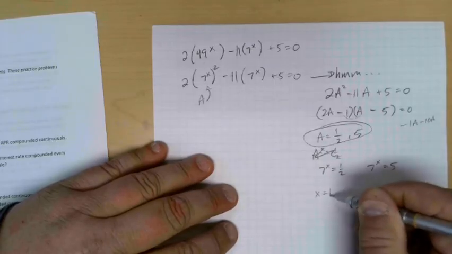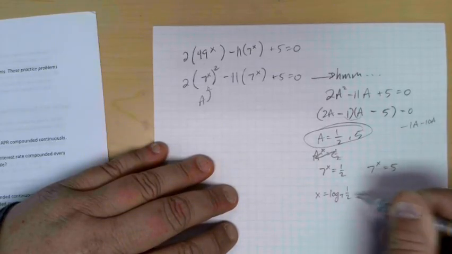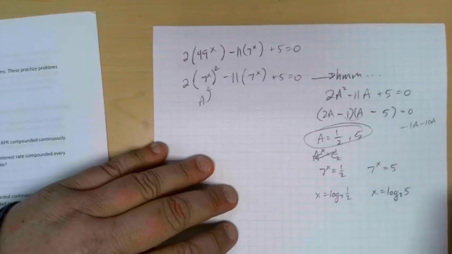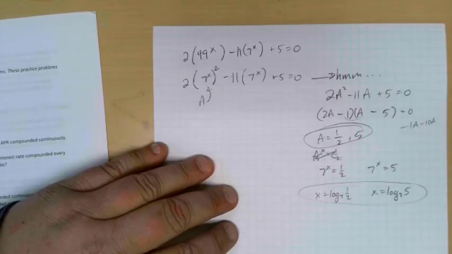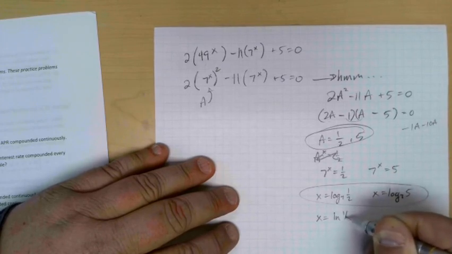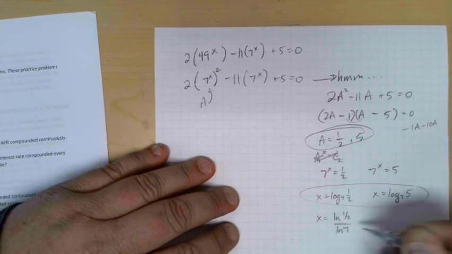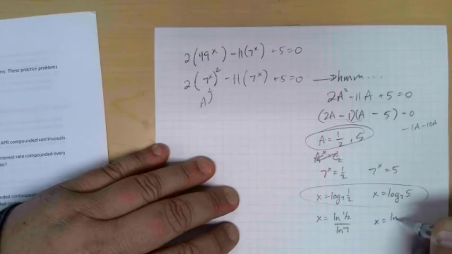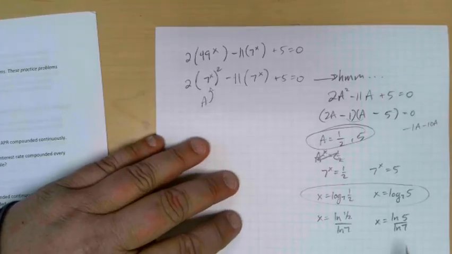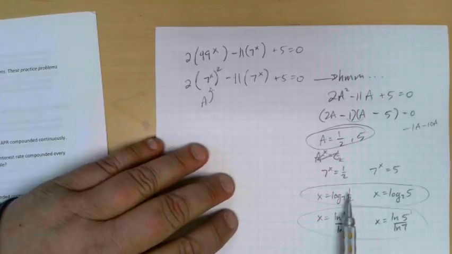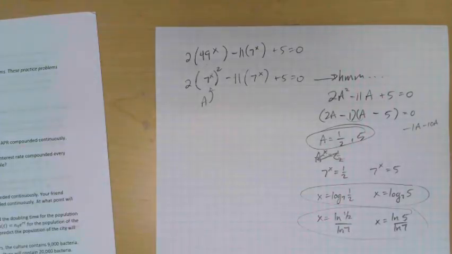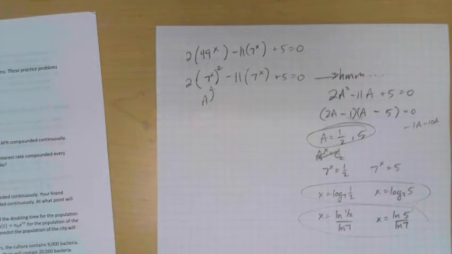x is equal to the log base 7 of 1/2, and x is equal to the log base 7 of 5. And I could put those in a calculator and get it. Now, if I don't have a calculator to deal with log base 7, I can do x equals the natural log of 1/2 over the natural log of 7, and x equals the natural log of 5 over the natural log of 7. Remember the change of base formula? If you take the log of the inside over the log of the old base, that's the same thing, right? So that's that. Let's look at C.